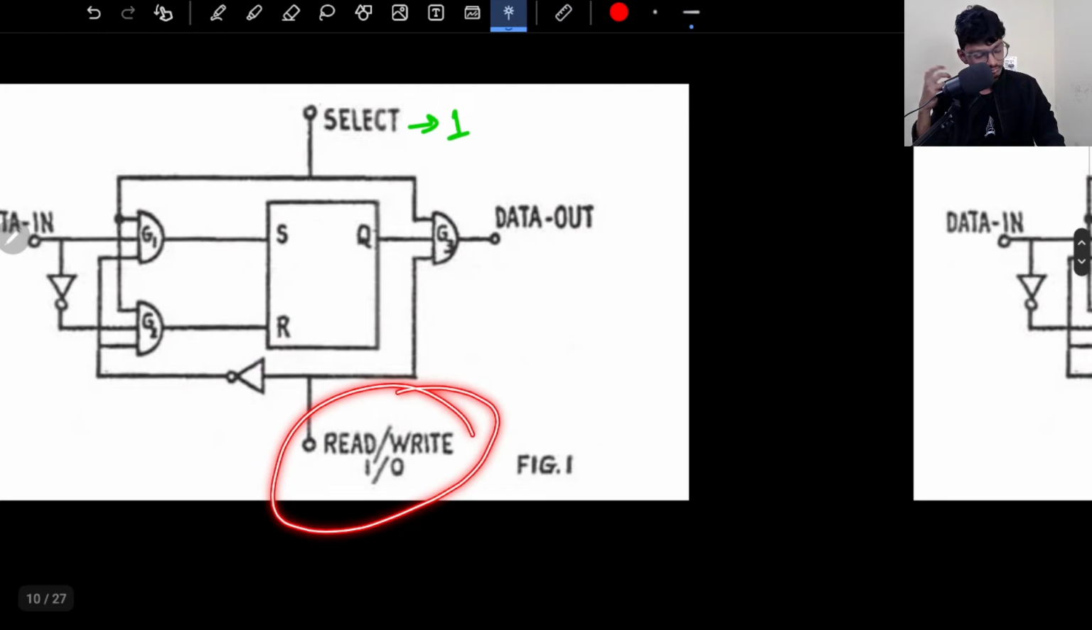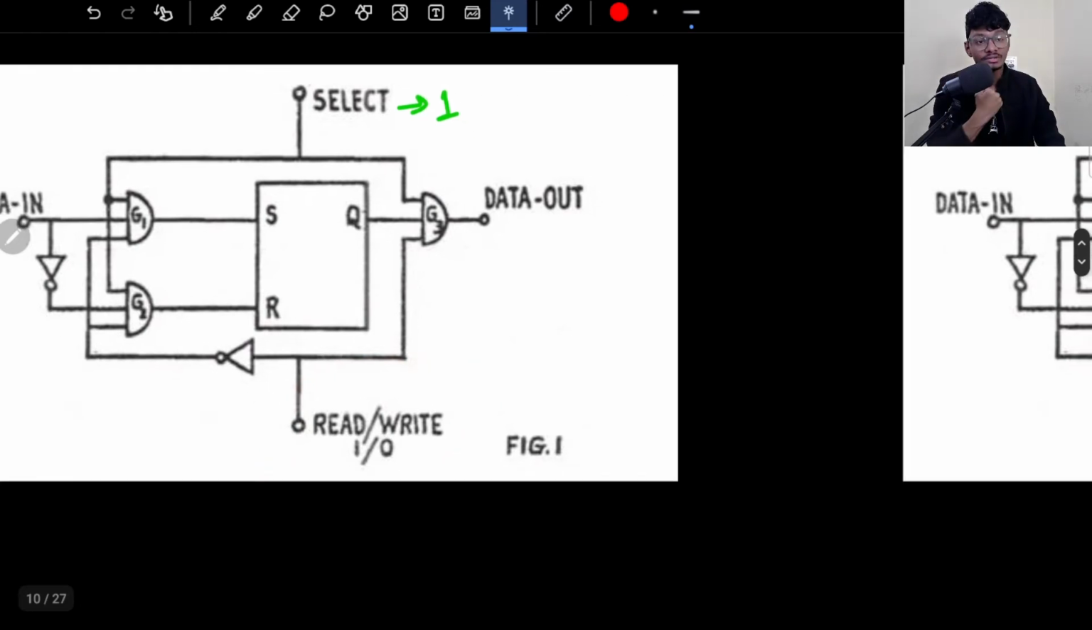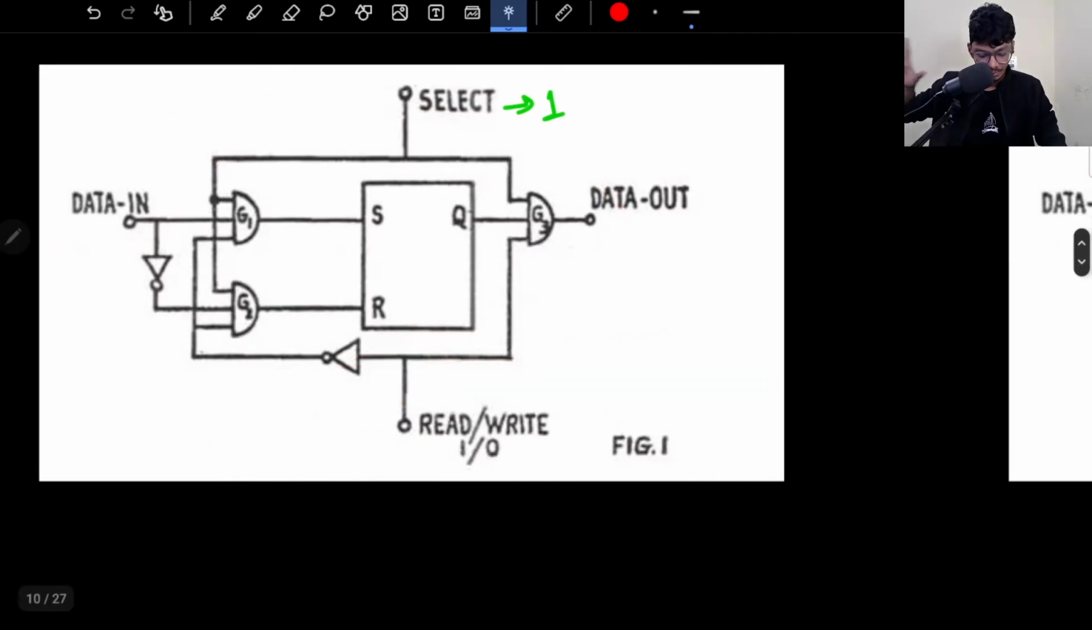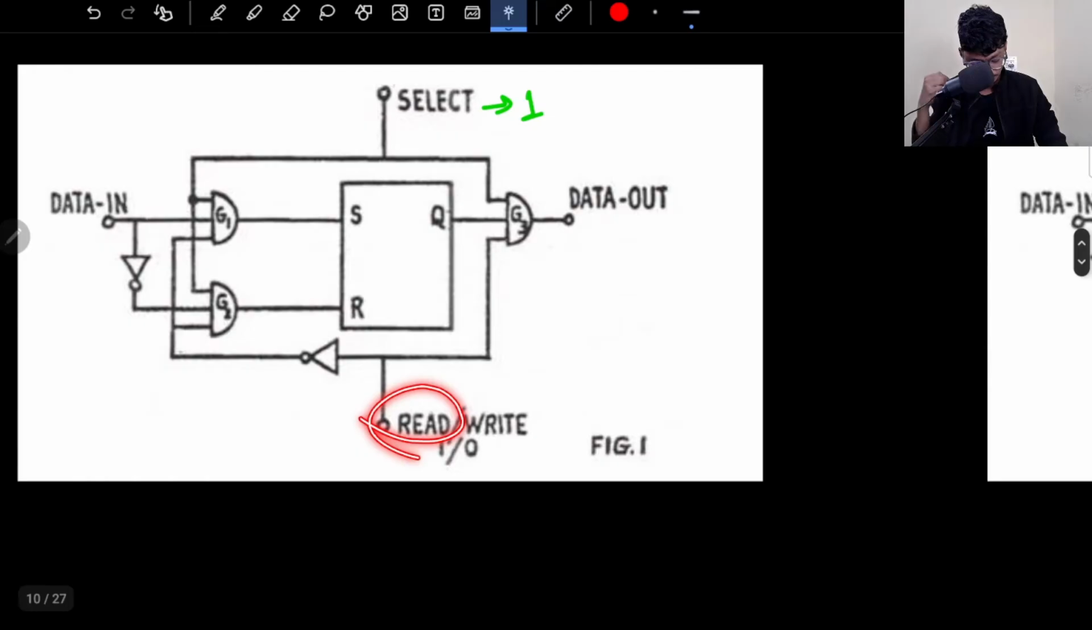Now read and write, a basic thing. If I'm reading or writing to the flip flop, generally this is just a standard. The configuration can be different for different types of flip flop, but in this case, for reading, the signal should be high. For writing, this signal should be low. So first I will understand how to write.